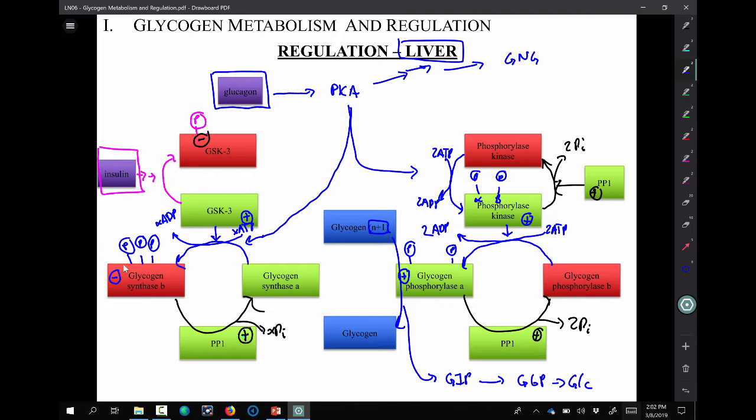Okay, so PKA will become active. It will phosphorylate phosphorylase kinase, which will then become active, which will phosphorylate glycogen phosphorylase, which will then be active, which will then start to break down glycogen. Okay, so I would expect to see that on this assignment that you just handed in.